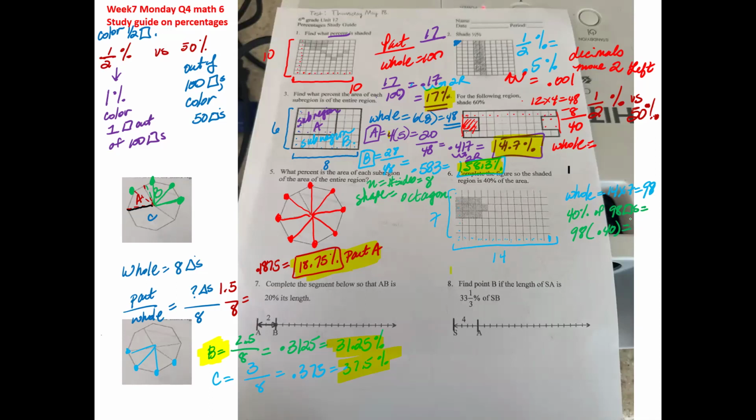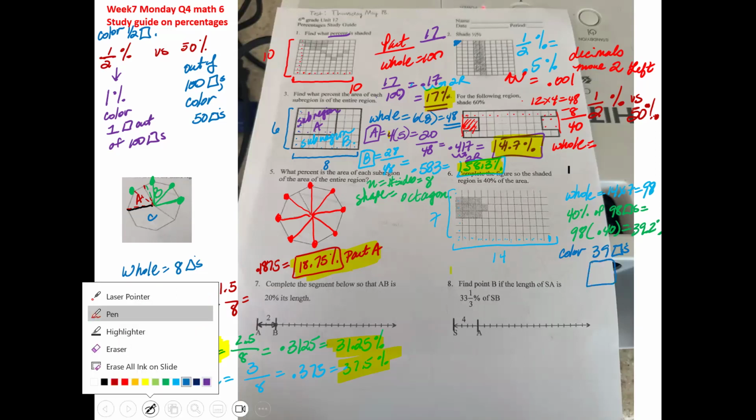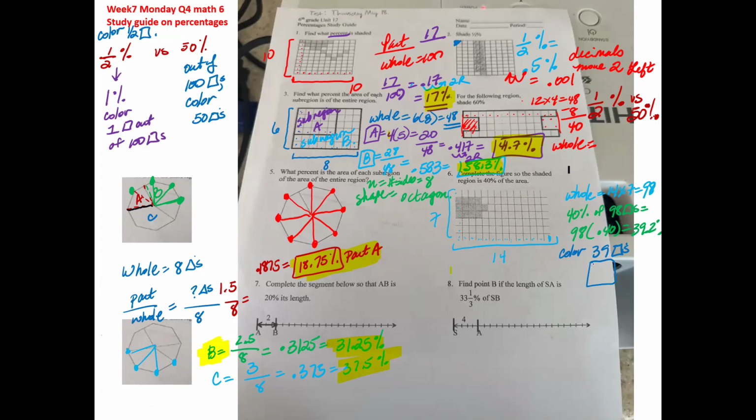What are you doing? You're supposed to multiply that. 39.2. So what that means is that you need to color 39 squares, right? And then the very last square, the 0.2 means that if you were going to break it down into 10 pieces, out of 10 pieces, you're going to color 2 of them.